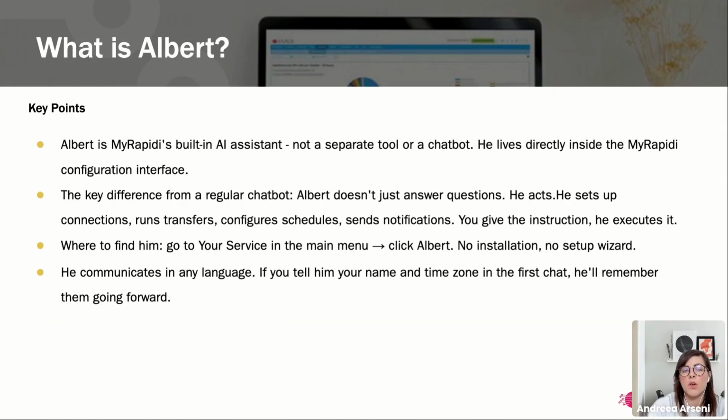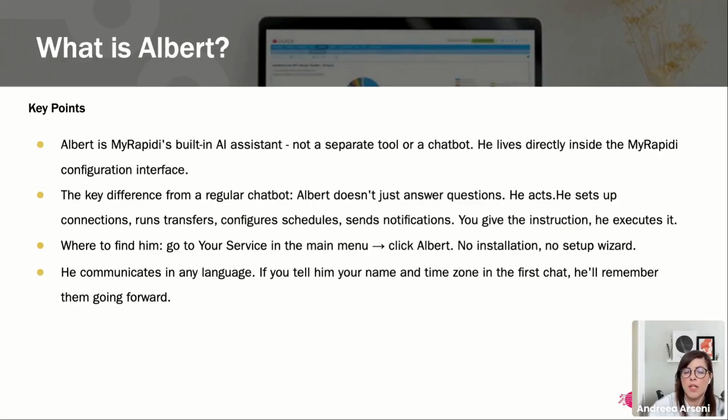Now, just briefly going through what Albert is. So it's the AI assistant within MyRapidi. Anyone who logs into Rapidi will have access to it. The difference is that he has access to a lot of documentation around connections, around transfers, and he can help you troubleshoot with any type of error that you encounter. So the idea is that Albert is not just like a generic chatbot. He is specialized on all these areas. And of course, Albert can do many other different things.